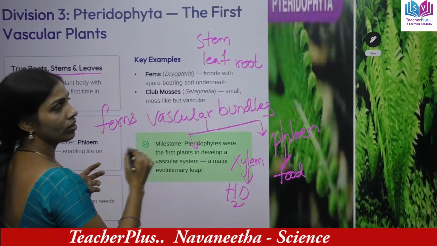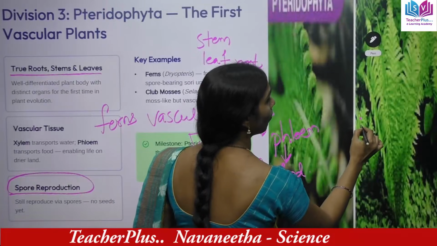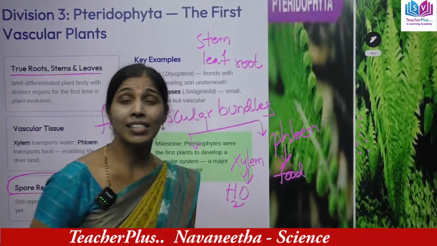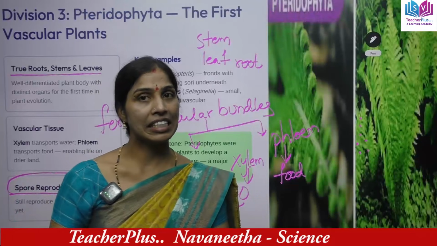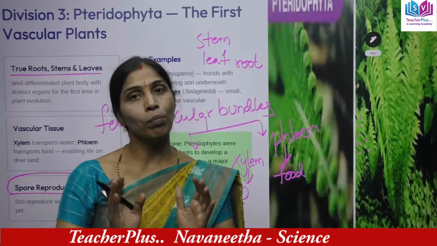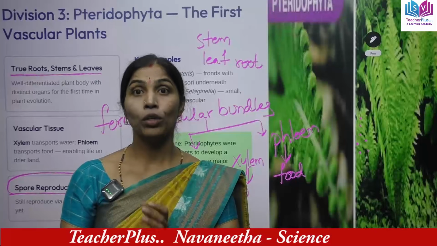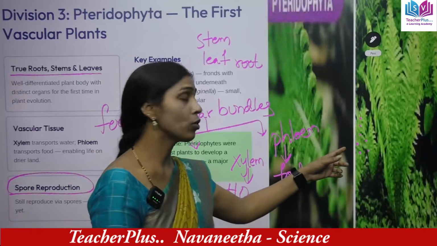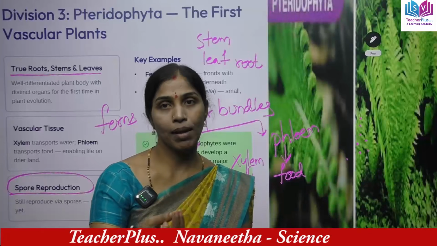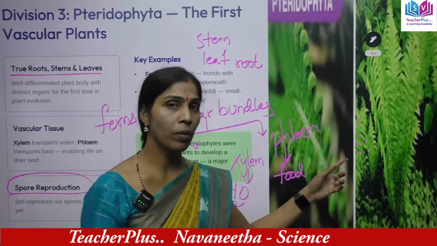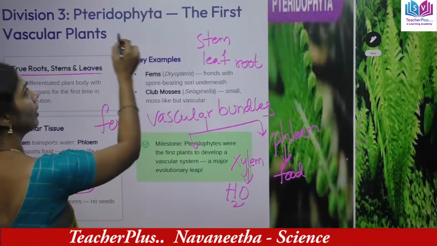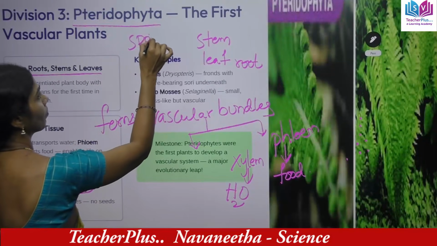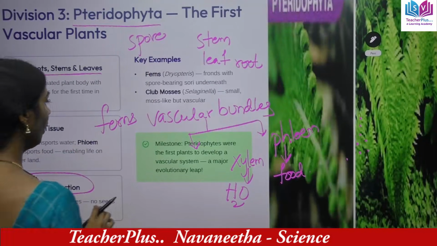Okay, so fern plants have small black dots on the leaves. These are spores. What is the difference between spores and seeds? Seeds store a lot of food in the seed to germinate, food for a baby plant, but coming to spores, they have a smaller amount of food stored in them. These pteridophyta plants can reproduce through spores.